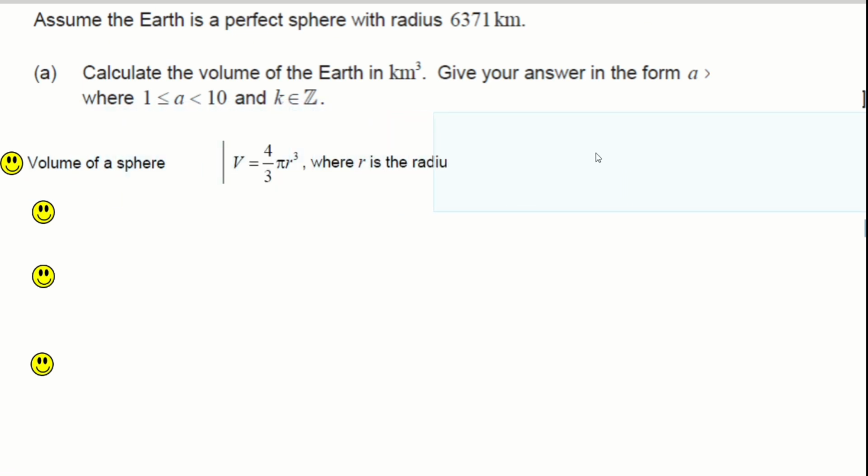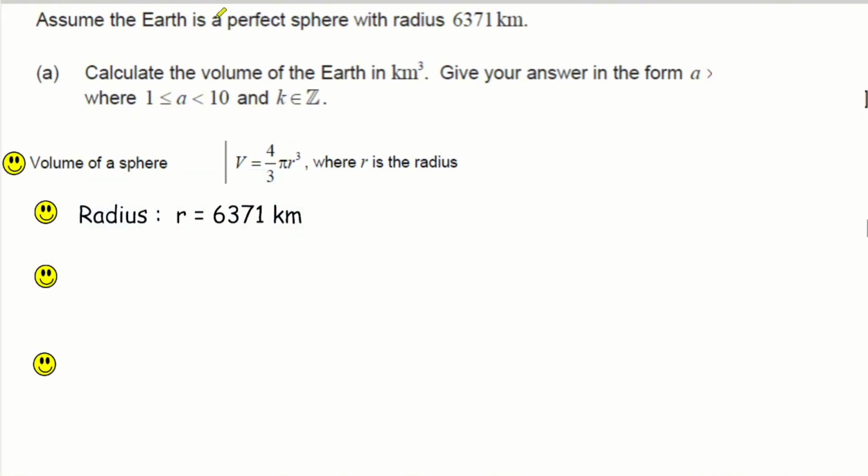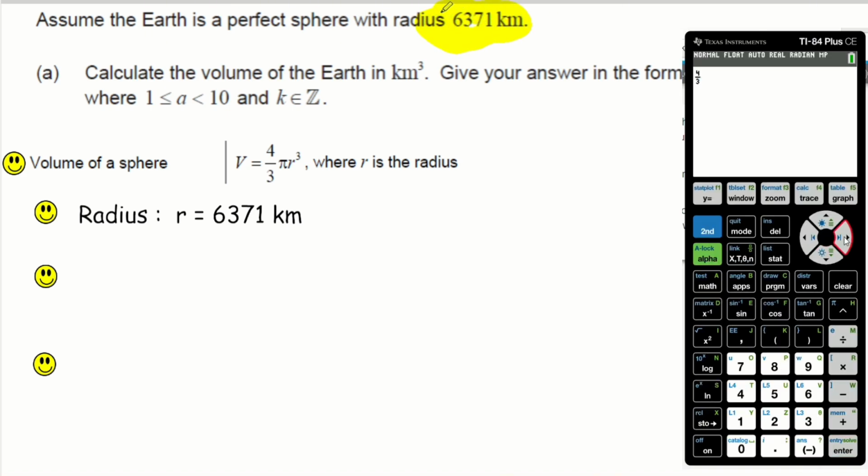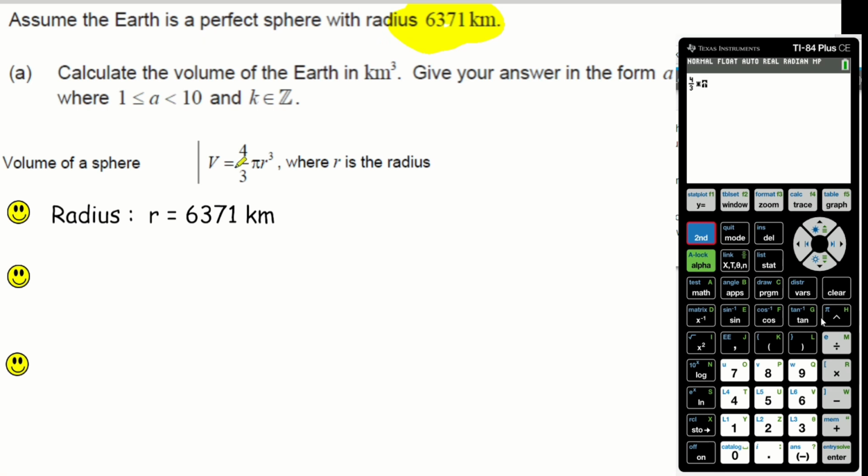Part A of the question involves calculating the volume of a sphere. This is a straightforward application of a formula that you can find in the formula booklet. We'll simply substitute the given values into the formula to determine the volume of the Earth. Since this is a paper 2 question, you're allowed to use a graphic display calculator.